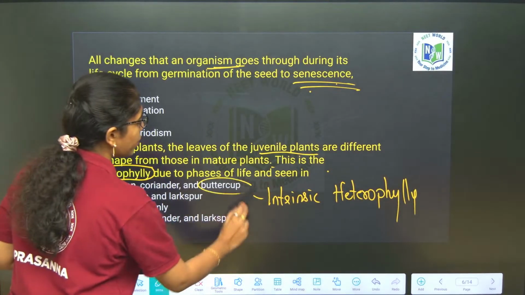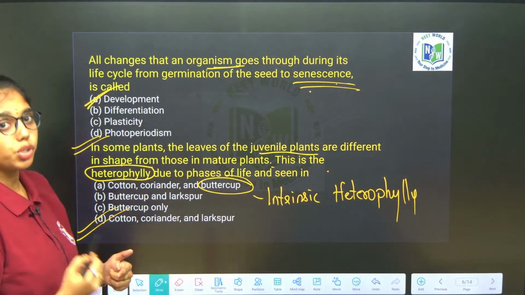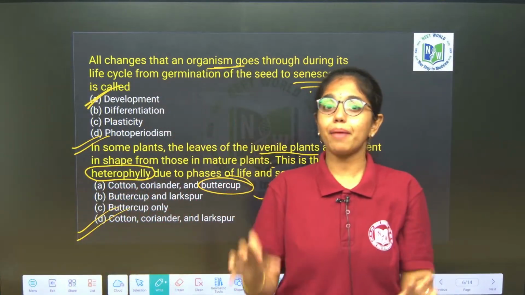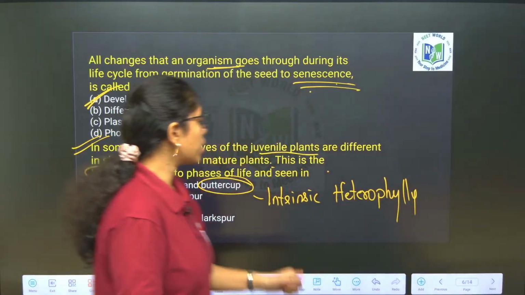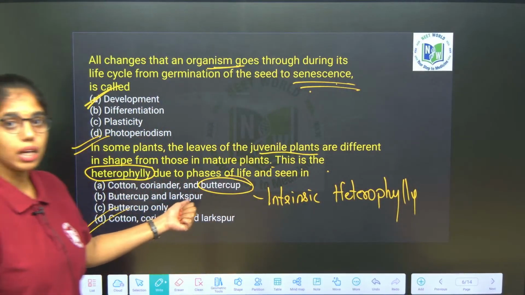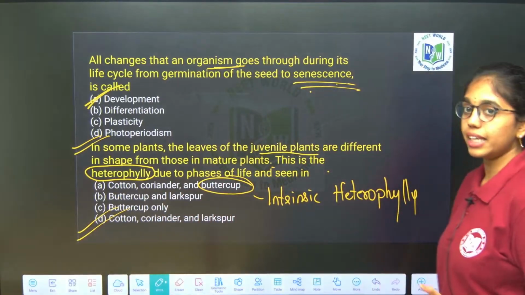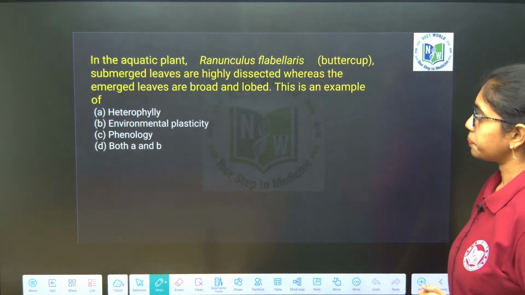Buttercup is with respect to habitual heterophily. The leaf shape will change based on the habitat in which it is growing. It is not because of the phases of life. So here the right answer will be option D. Clear? Next question.